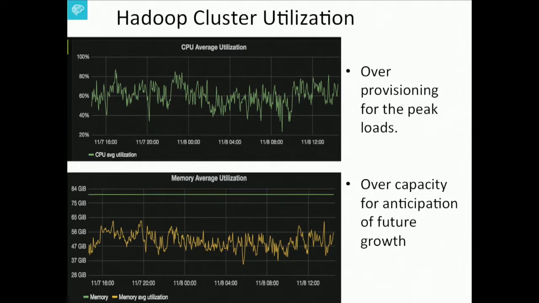For the anticipation of that, we'll hit the peaks. In Uber's case, we actually hit the peaks, and this hardware is pretty much ideal for some time, right?